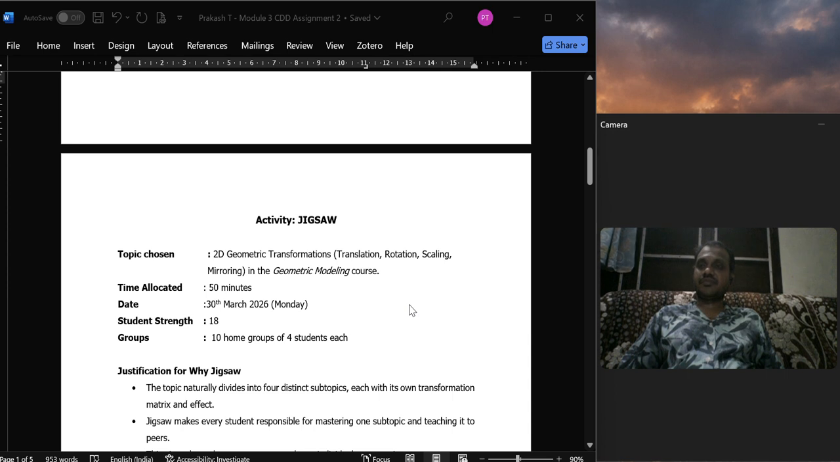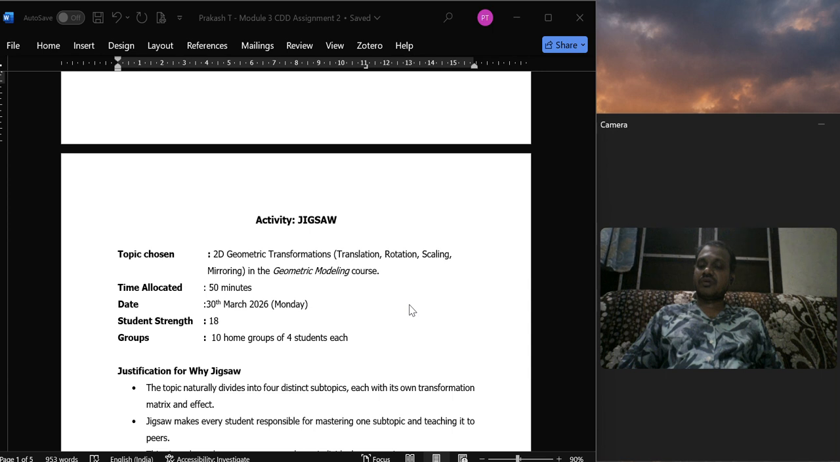Activity: jigsaw. Recently I did a jigsaw activity for my students. On 13th March 2020, Monday, I tried this activity. The chosen topic is 2D geometrical transformation. It has four integral parts: translation, rotation, scaling, mirroring. The time allocated was 50 minutes because I have a 50 minute hour.